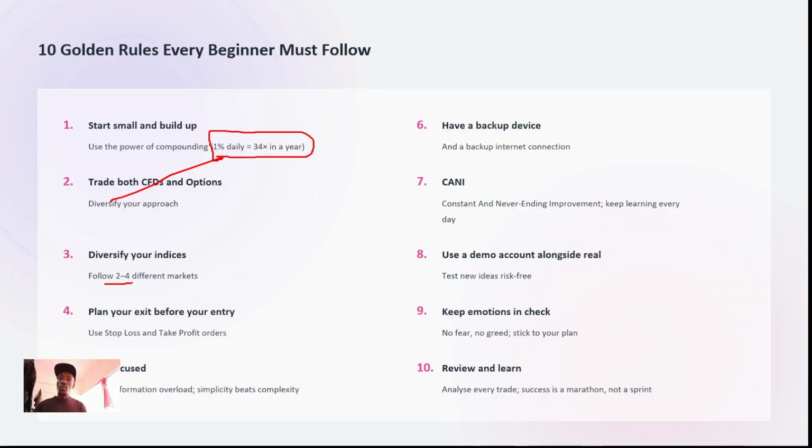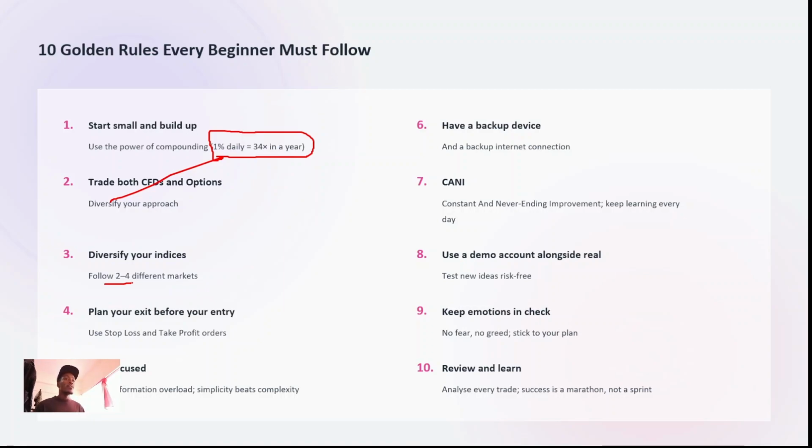So you should never stop learning. The markets are evolving, so you need to evolve with the market. Once the markets are evolving, you should also update your knowledge. You should keep learning every day.